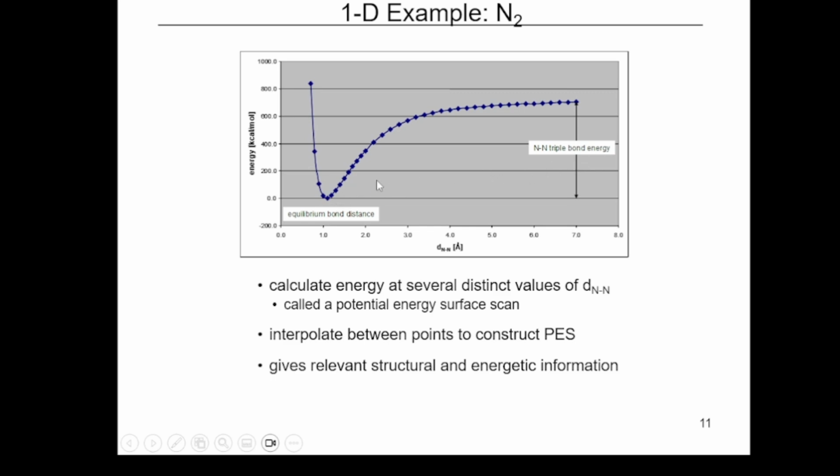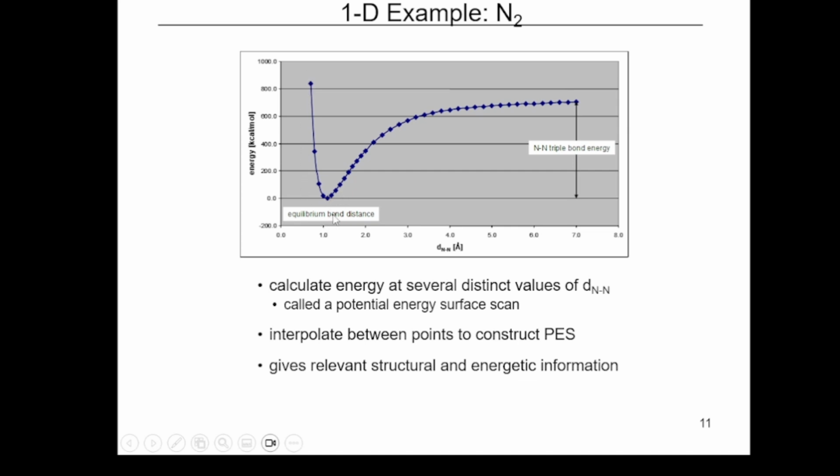Now, what you can see here, the energy of the system is decreasing, and the lowest energy structure is seen around 1 angstrom, because on the y-axis we have the energy of the system. Now, at 1 angstrom, we see that the structure is of the lowest energy, and we can say that a bond is formed between two nitrogen atoms.